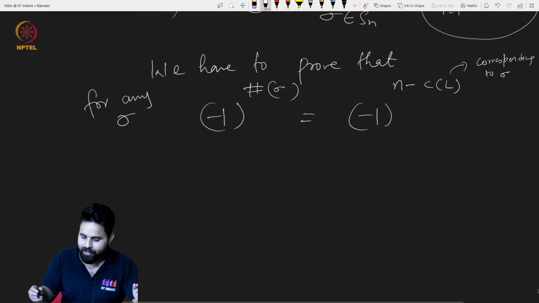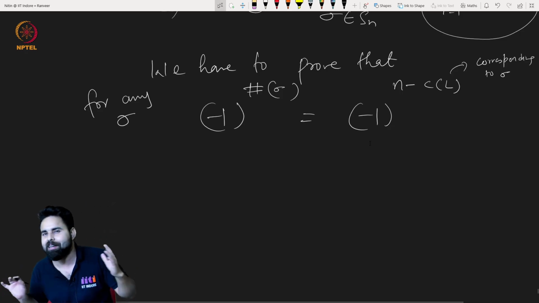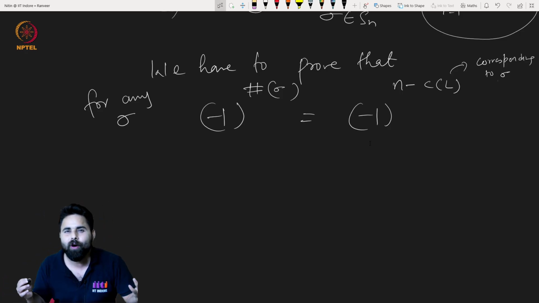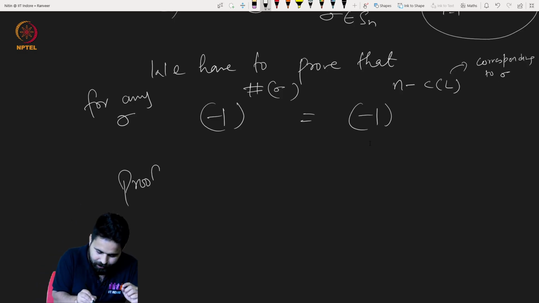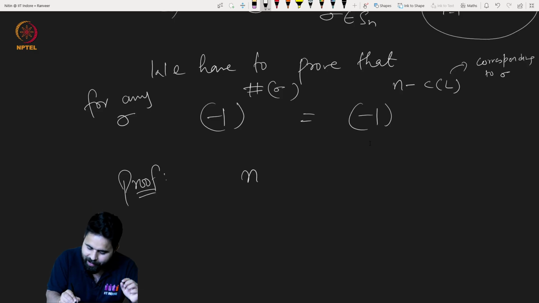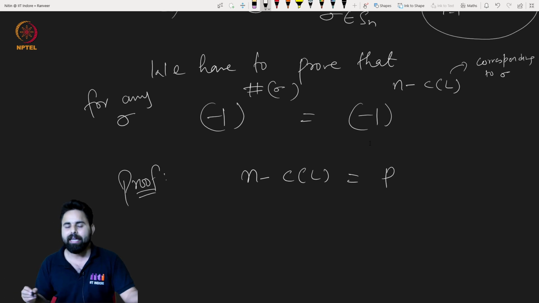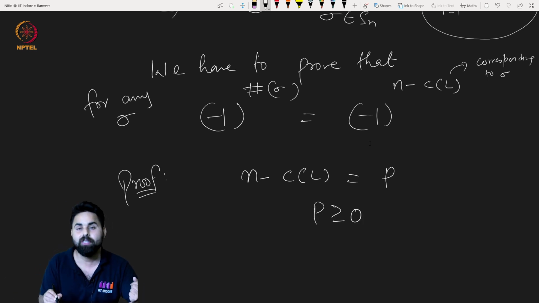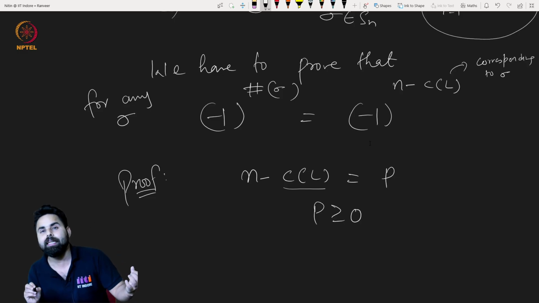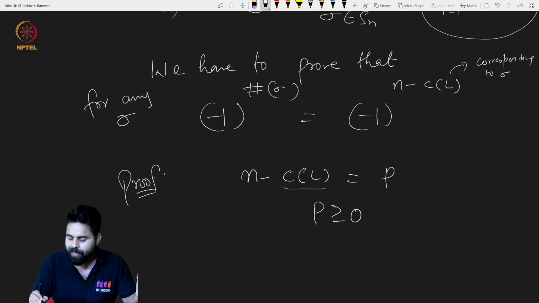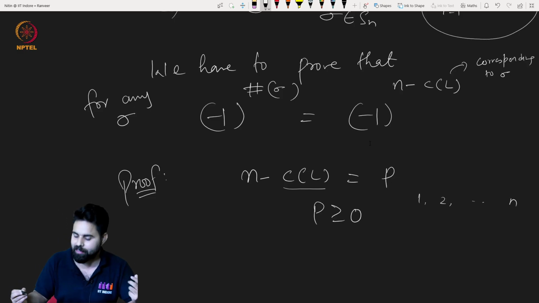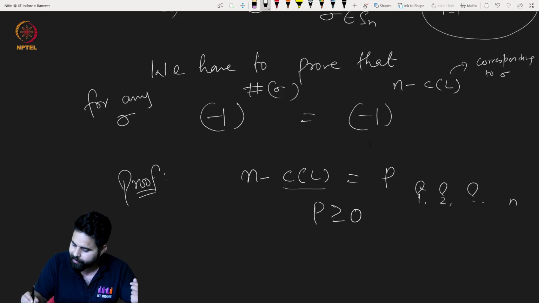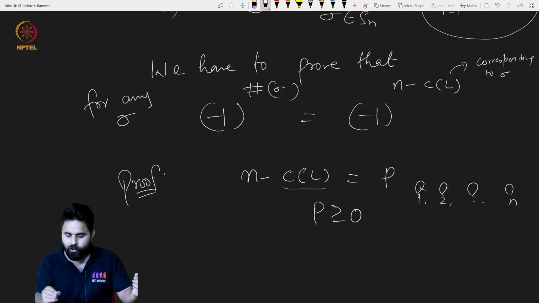So let us try to prove it. Let us prove it using induction, but we have to be very careful on which quantity we take induction. Suppose n minus CL is equal to P. This is some number. By the way, P will always be greater than or equal to 0, right? CL can be at most n, as we have seen. Suppose the identity permutation is there. In that case, how many cycles are possible? Loops on everyone, so there can be n cycles. In that case n minus n is 0. So P is always greater than or equal to 0.